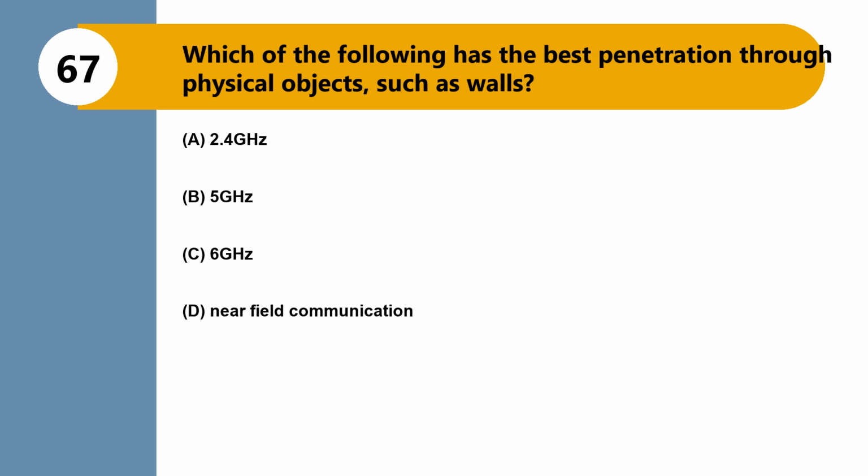Question 67. Which of the following has the best penetration through physical objects, such as walls? Option A, 2.4 GHz. Option B, 5 GHz. Option C, 6 GHz. Option D, near-field communication. The correct answer is option A, 2.4 GHz.